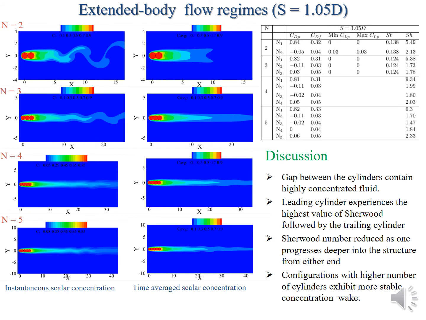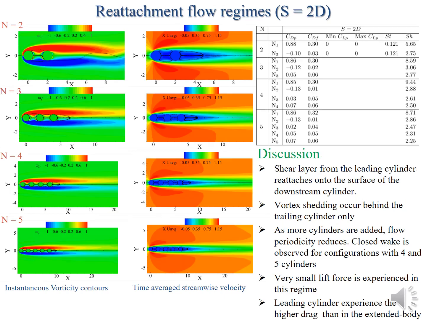So the mass transfer coefficient also behaves the same. We have the extended body. We have actually very high mass transfer from the leading cylinder, but as you go downstream, you find that the mass transfer is not as great. This is because we have very minimal mass transfer from the trailing cylinder.